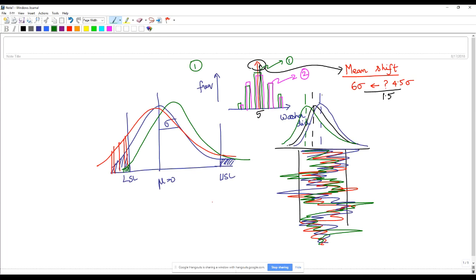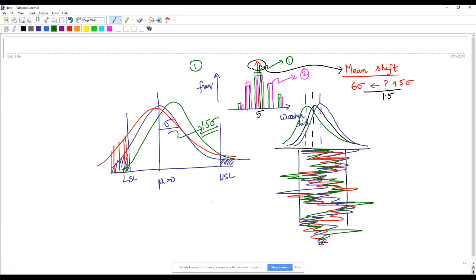This could be day 1, day 2, day 3, whichever way it is, and there is no guarantee that it will go in one particular direction. So that's why the variability comes into the picture. It could be on either side. So there is a mean shift. In order to account for this mean shift, we are introducing a 1.5 sigma safety factor, kind of.